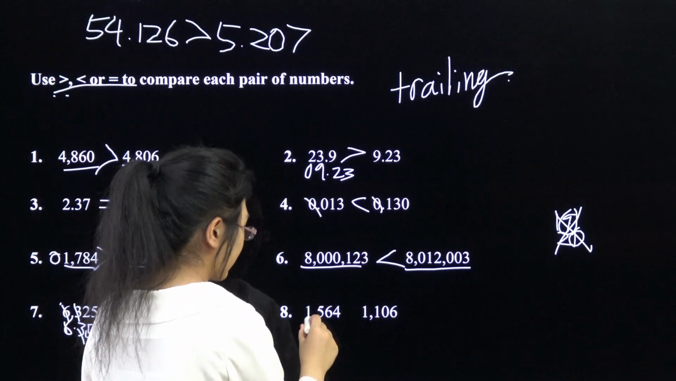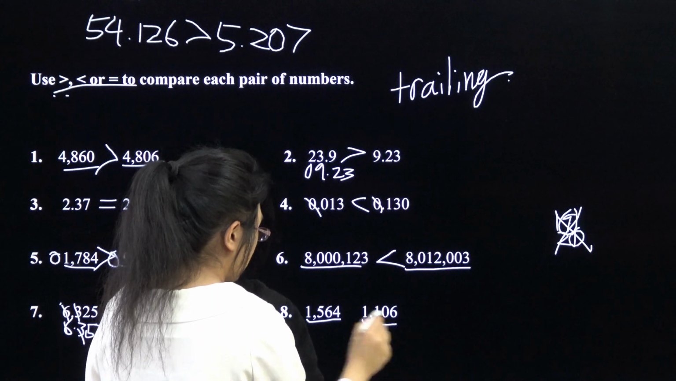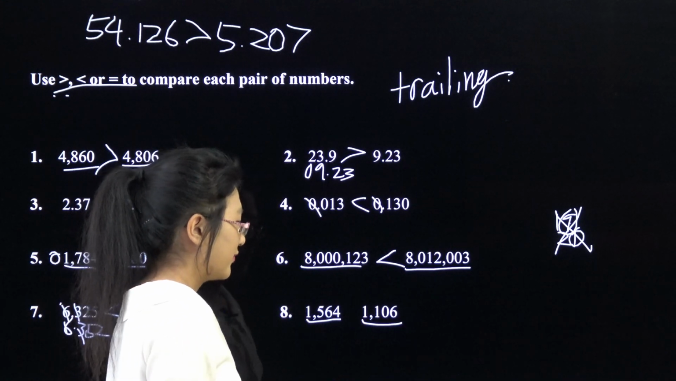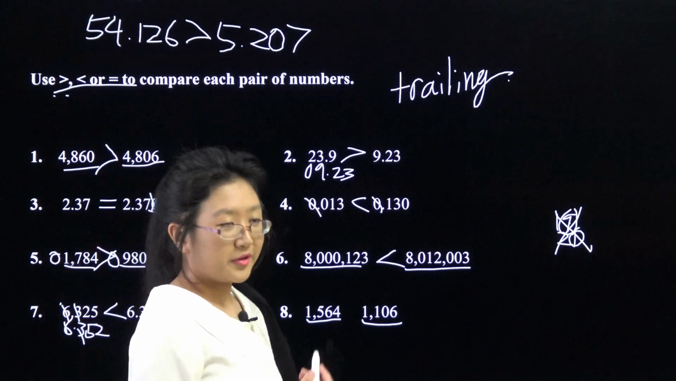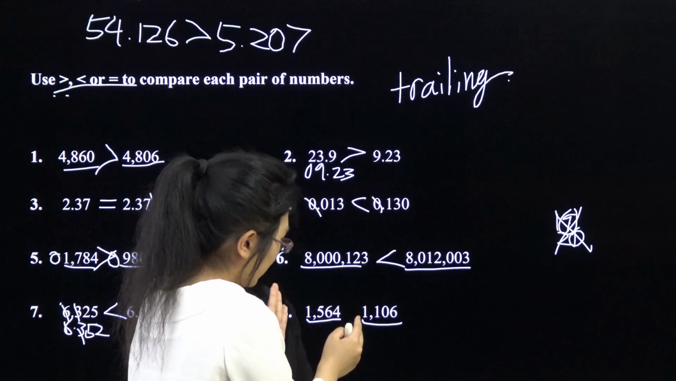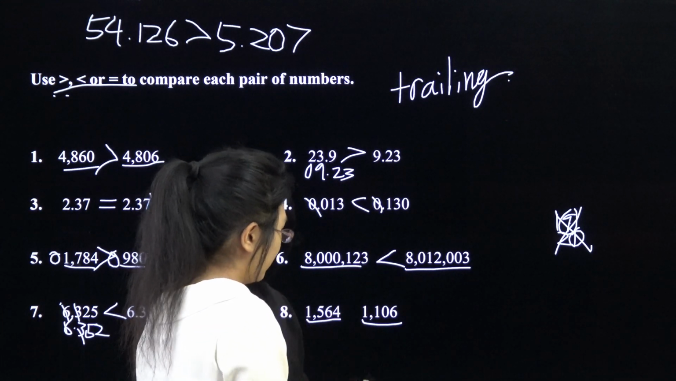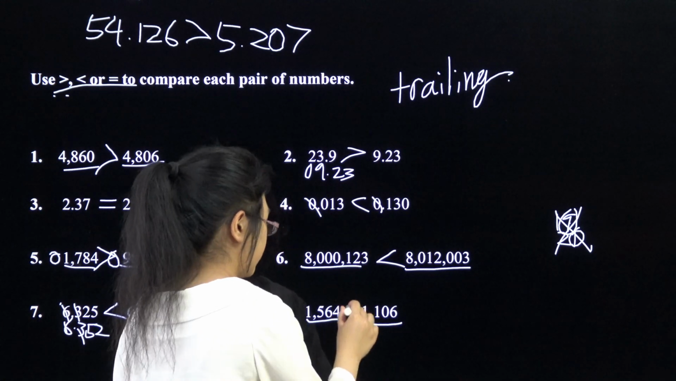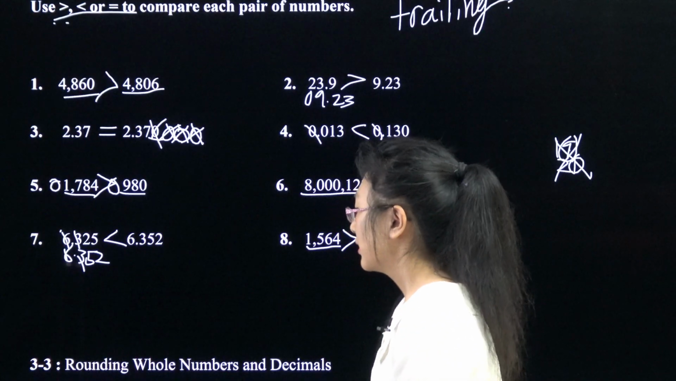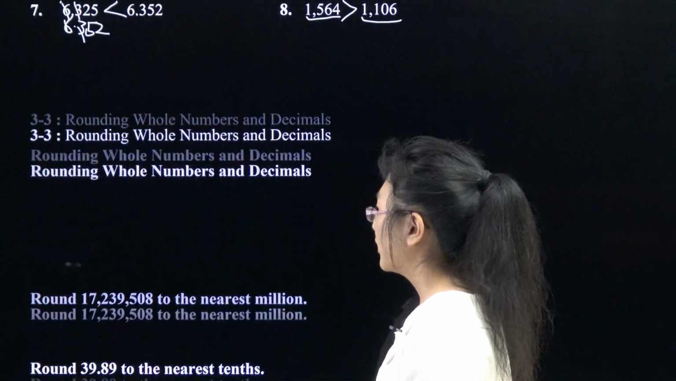Now over here, it's a scenario like the first question again. There's 4 digits for both of them. They're both whole numbers, so we just do the good old left to right. 1, 1, same. 5, 1. 5 is bigger than 1, so ta-da! Done.